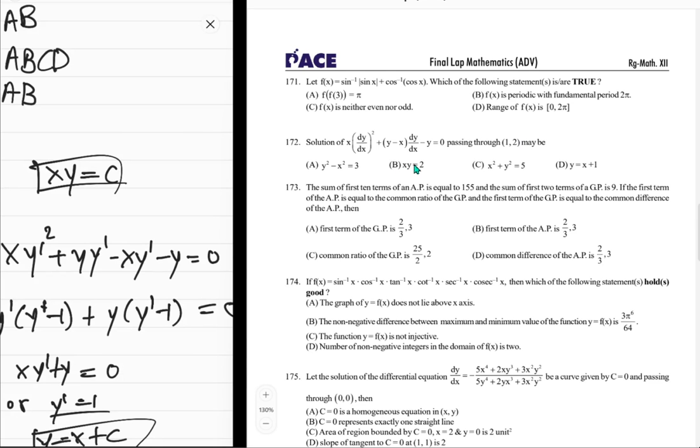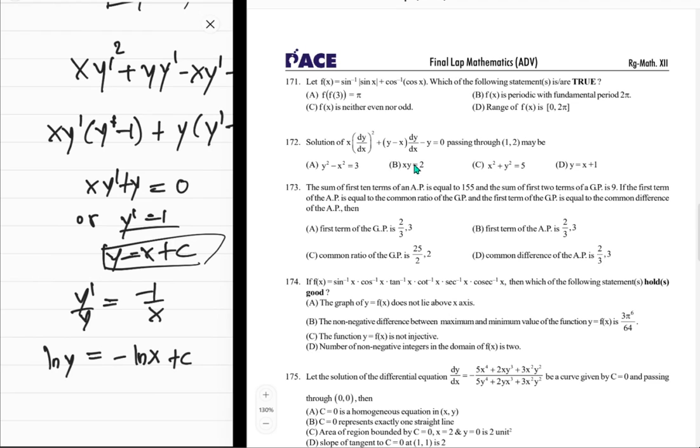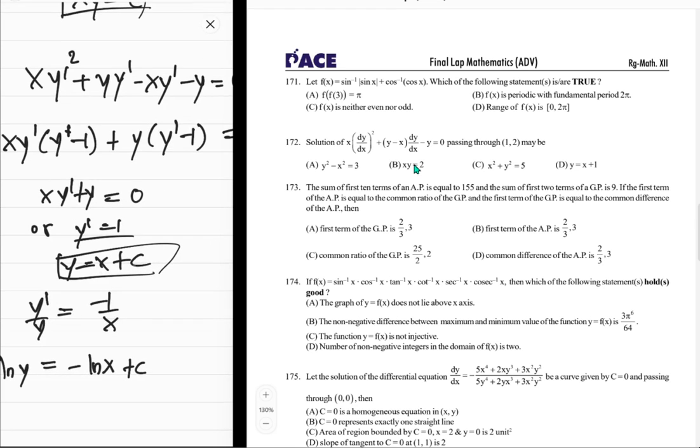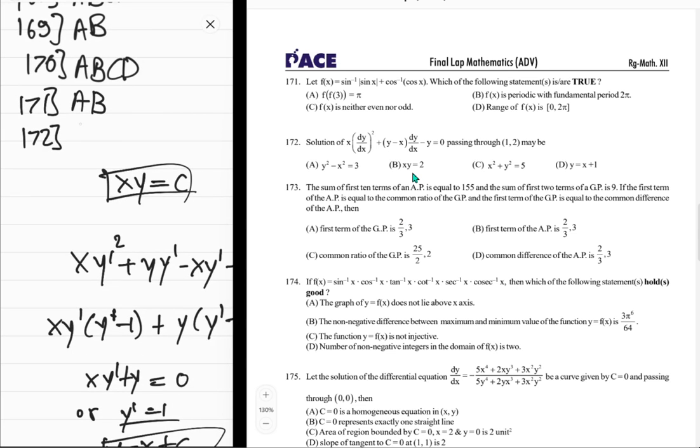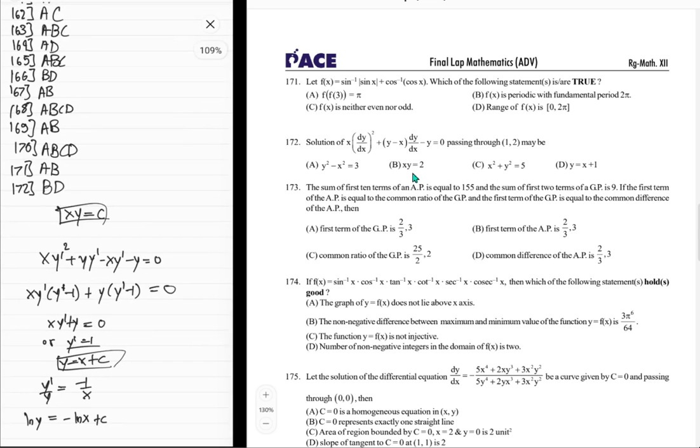Cool. और दूसरा था, where is it? Okay, where did it go? y equal to x plus c. So 1 comma 2, right? Yeah, then 2 equal to 1 plus c, so c has to be 1. So yeah, D is correct and B is correct. Next.